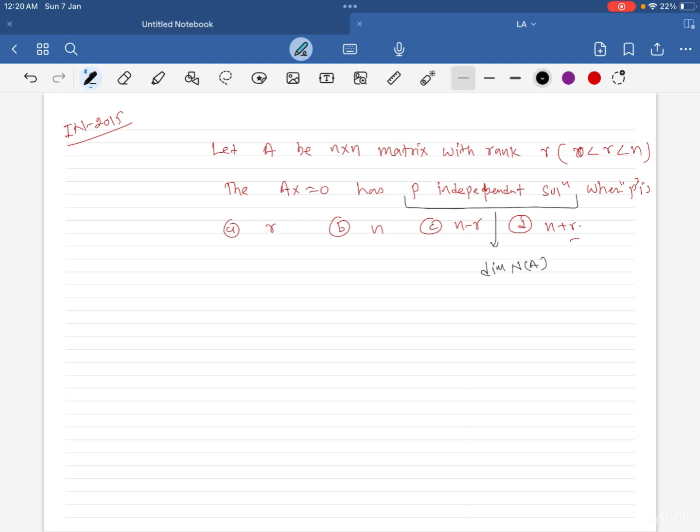of matrix A. We know that if the matrix has rank R, then the dimension of the null space would be n minus R. So we will have n minus R basis vectors in the solution space, and those n minus R vectors will span the complete null space. So the correct answer for this is C.